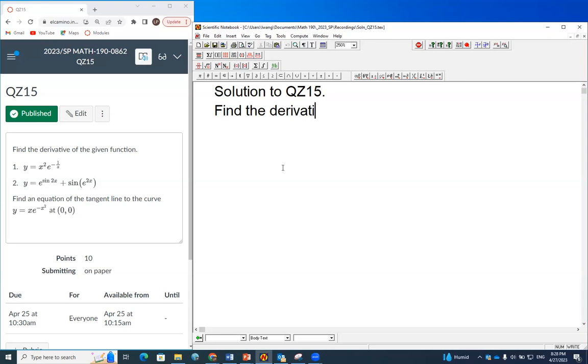Derivative of the given functions. And we have two of them. The first one, we got function y equals x squared multiplied by e to the power of negative 1 over x.